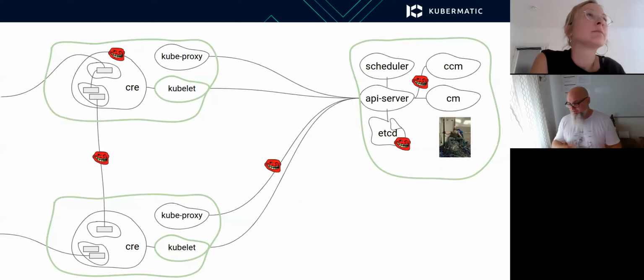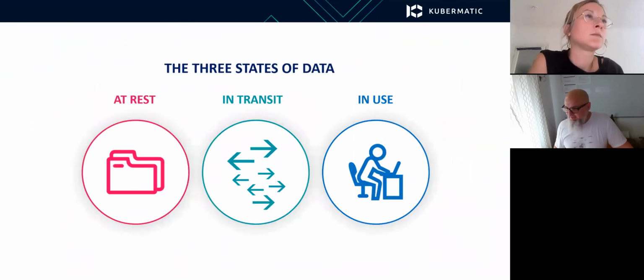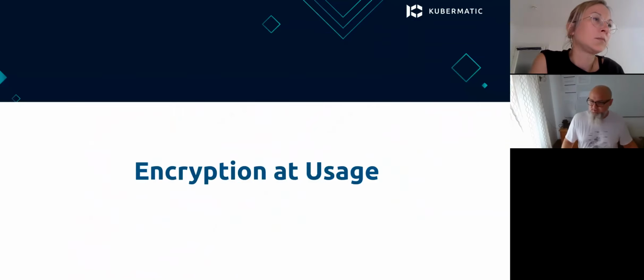If you're talking about encryption, we have to talk about 3 different levels of data. So encryption at rest, meaning when it's stored, for example, in etcd. Encryption in transport, which means over the line. So here, here, and here. And encryption at usage, which means when the application is using some sensitive data. Yeah, encryption at rest, in transit, and in use.